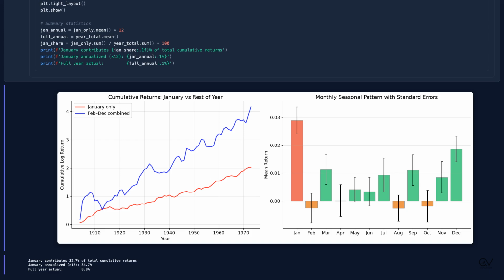The right panel shows the monthly seasonal pattern with standard error bars. January's bar, in red, is both the tallest and statistically separate from the rest. The error bars don't overlap with most other months. This is the January effect in its purest form, a persistent, statistically significant, and economically meaningful calendar anomaly.